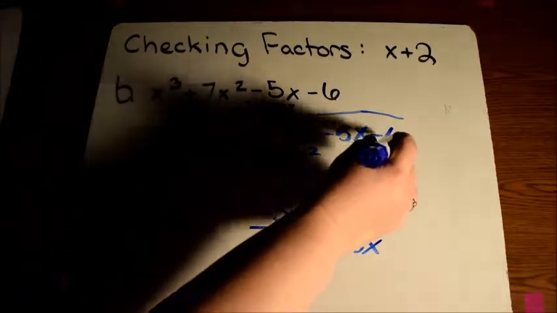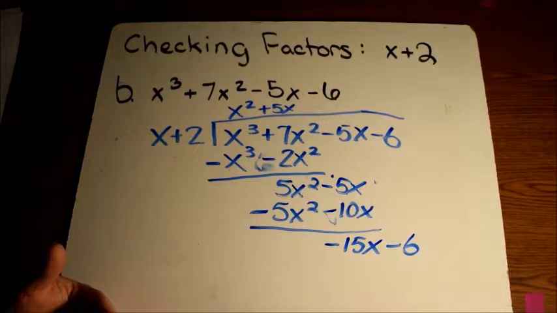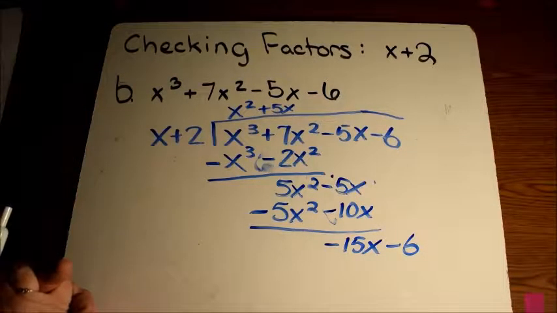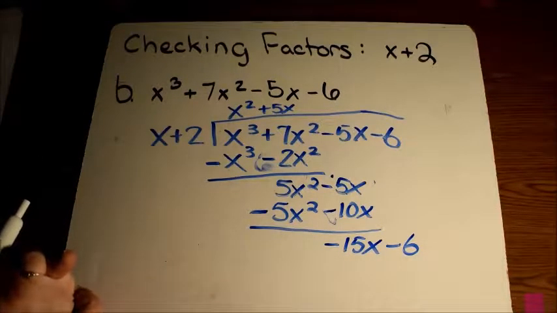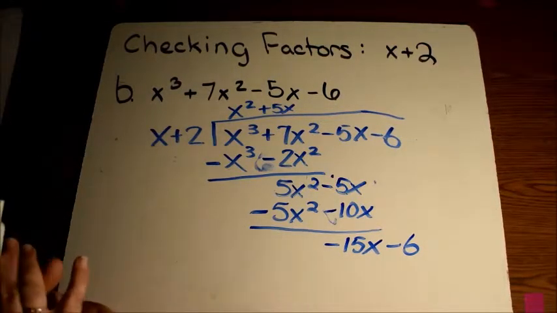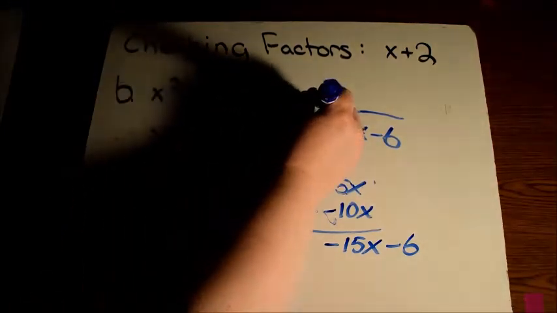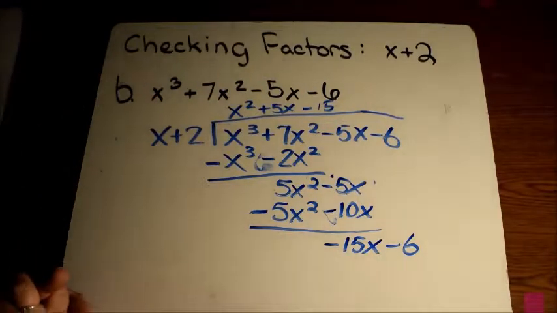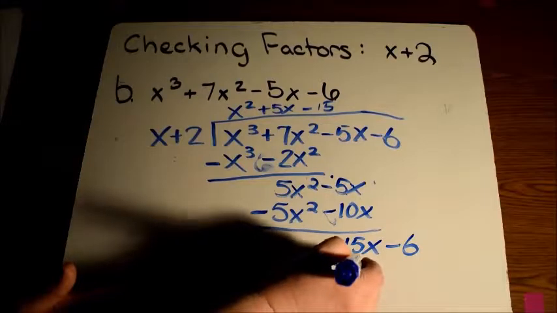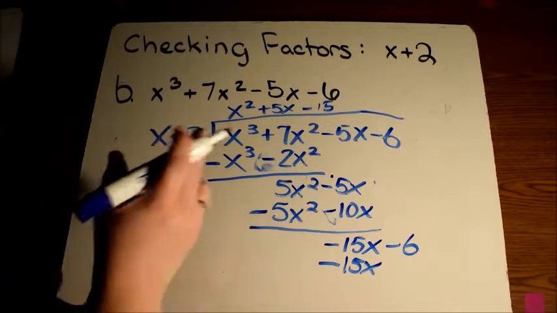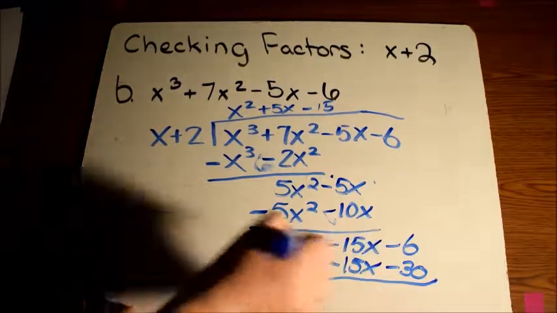Now let's bring down our last term. This is where writing very carefully and very neatly comes in very handy, because if you lose track of what you've brought down, it'll make it a little messy. All right, so let's divide one more time. Negative 15x divided by x is negative 15. Multiply. Negative 15 times x is negative 15x. Negative 15 times 2 is negative 30.